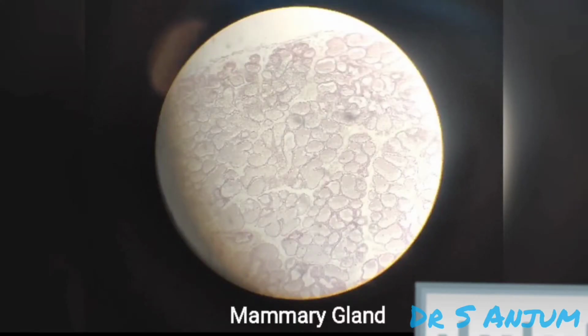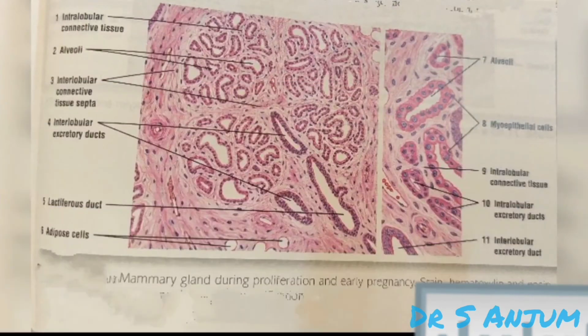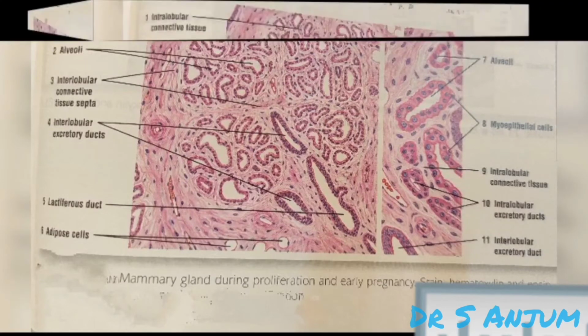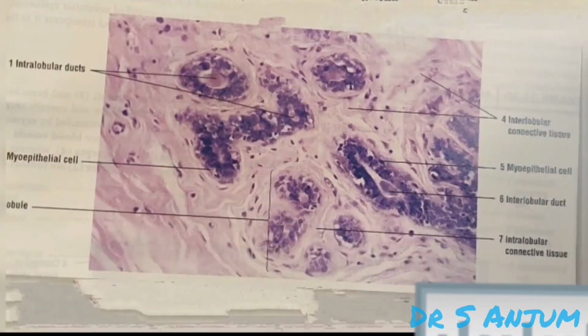Now come to the lactating stage or active stage. In the lactating mammary gland, the glandular elements proliferate so that they become relatively more prominent than the connective tissue. That means more glandular tissue is present and the connective tissue is less. The interlobular connective tissue is very thin. The lobules are formed by compactly arranged alveoli.